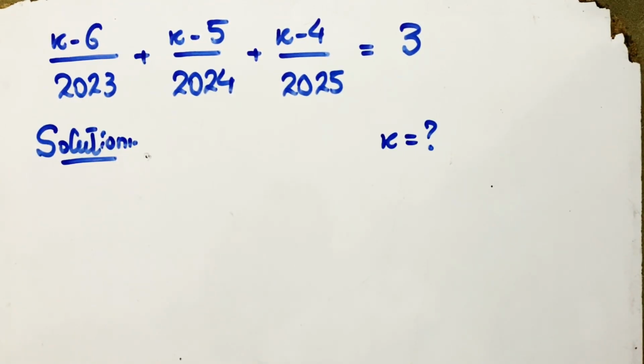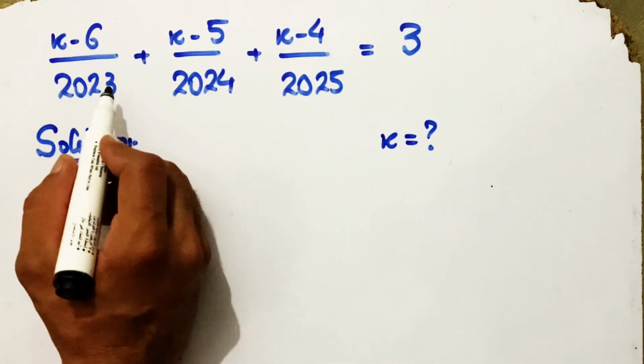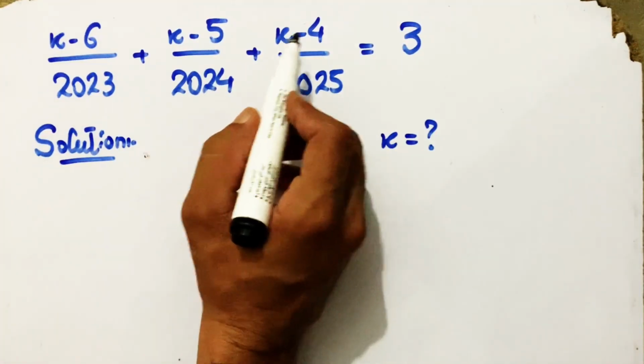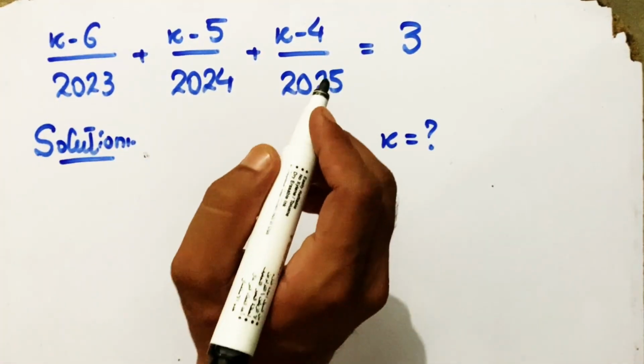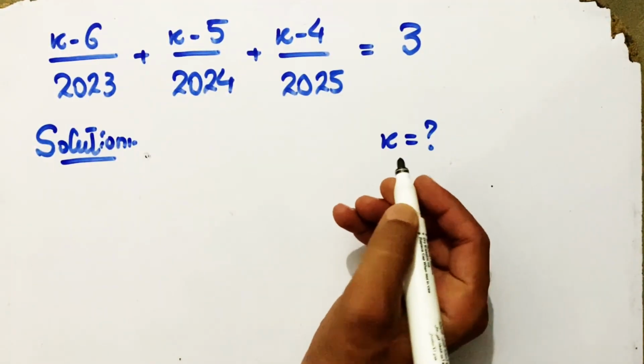Our equation is (x minus 6) over 2023 plus (x minus 5) over 2024 plus (x minus 4) over 2025 equals 3. So let's find out the value of x here.